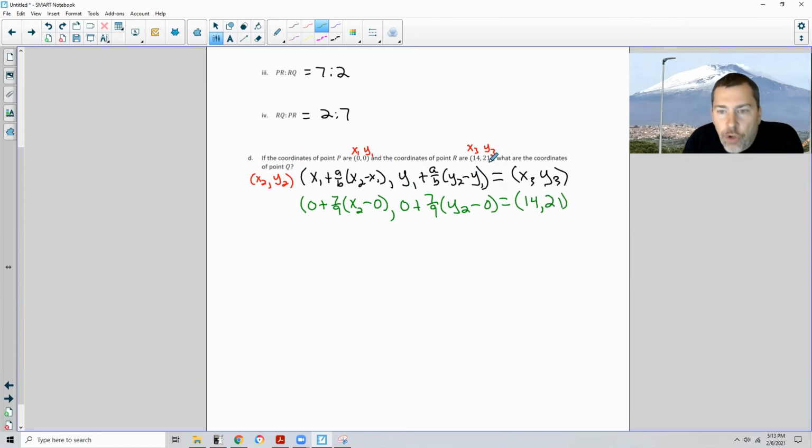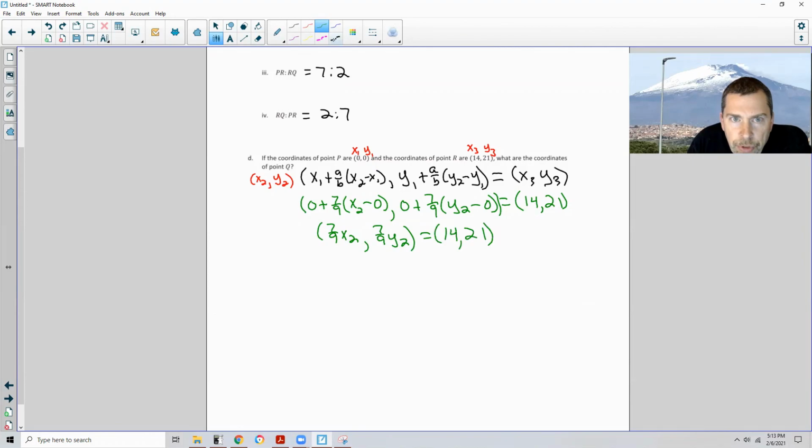So whenever you write a formula and substitute in your givens, it is really important you do that. And so here's what's going to happen. This is all parentheses here. So 0 plus, that's just going to go away. x sub 2 minus 0 is just x sub 2, so that's going to leave us with 7/9 x sub 2, comma, this 0 goes away, this 0 goes away, y sub 2 minus 0 is just y sub 2, so it's going to be 7/9 y sub 2 equals 14, comma, 21.